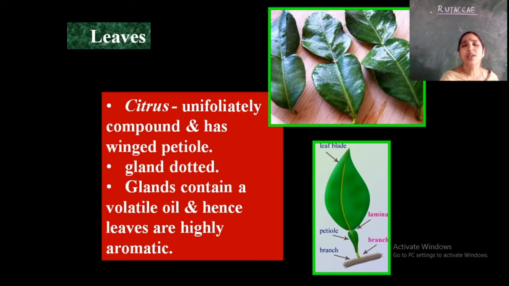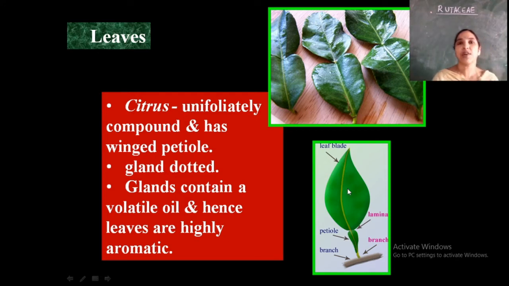Likewise, different varieties of citrus are available. By looking at the leaf you can see this type of leaves. One smaller one, that is actually the petiole, and one large leaf. So citrus is unifoliately compound. You can term it unifoliately compound with winged petiole. This lower leaf-like structure is actually the winged petiole, and it is gland dotted.